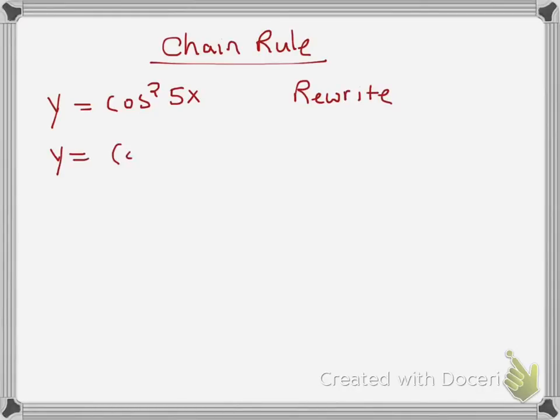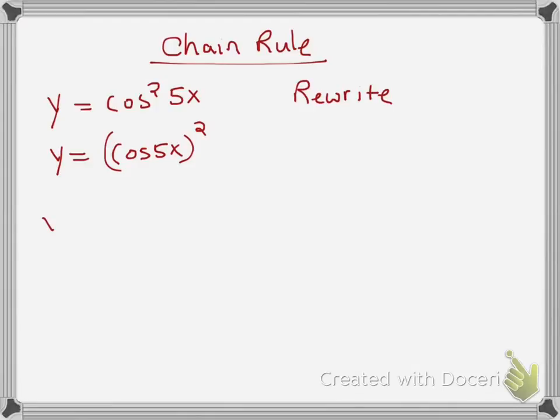Let's rewrite it as the cosine of 5x and then put that in parentheses so you show that you're squaring that whole cosine function. And then we can start working with our chain rule. Now remember, our chain rule says that you want to take your outermost function, take the derivative of the outermost, then take the derivative of your inner function, and then keep working inside until you've exhausted all options.